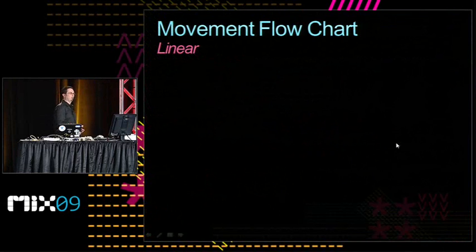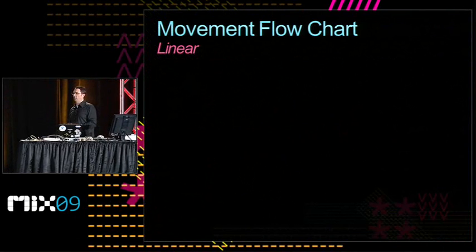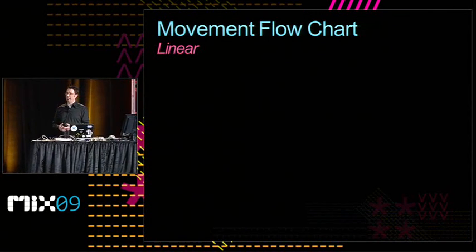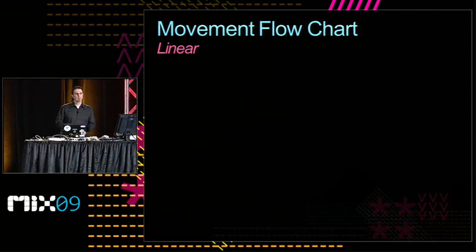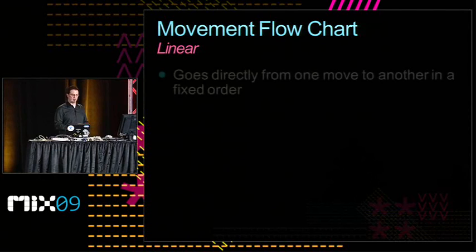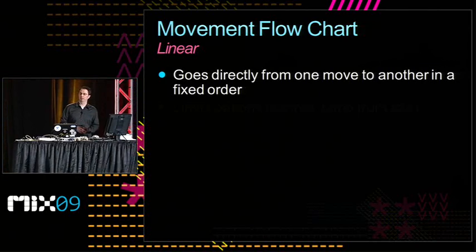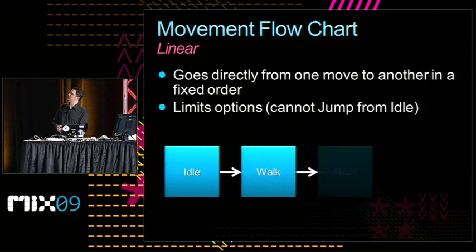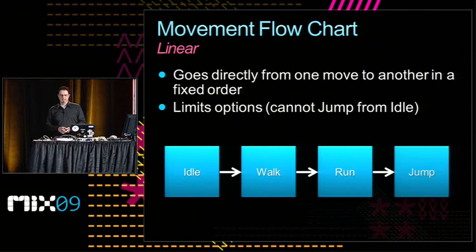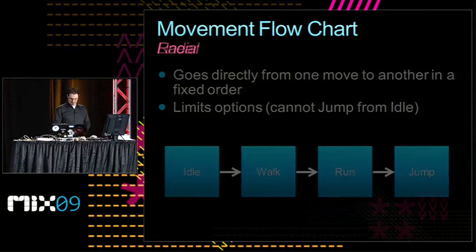So now, a little bit earlier, I was talking about how it takes some planning to create some complex character animation. And what I want to show you is called a movement flowchart. If you're creating a game, you need to map out every movement that every character makes and how they relate to each other. So there's 3 different ways you can go about doing this. The first one is called a linear movement flowchart. This goes directly from one move to another in a fixed order. So it doesn't create a very deep user experience. As you see these come up here, you'll see that I can't run from an idle state. I can't jump from a walk.